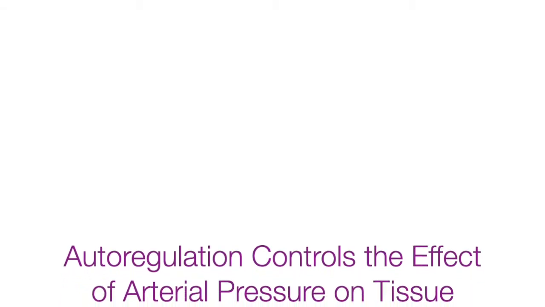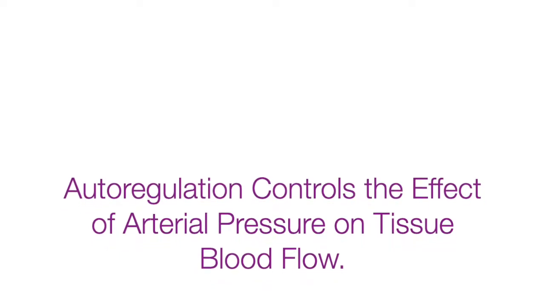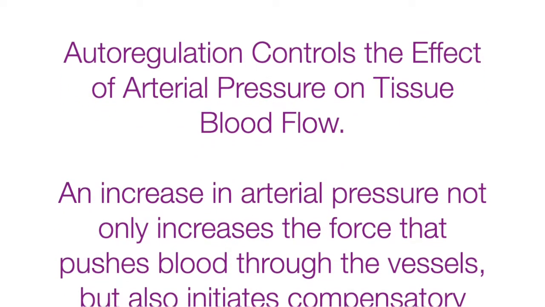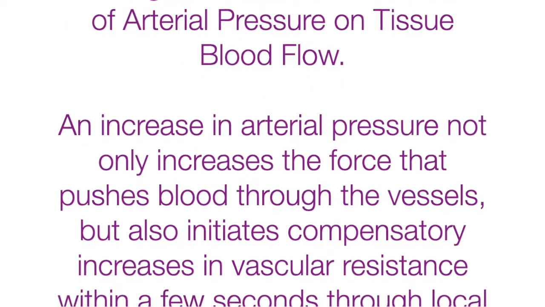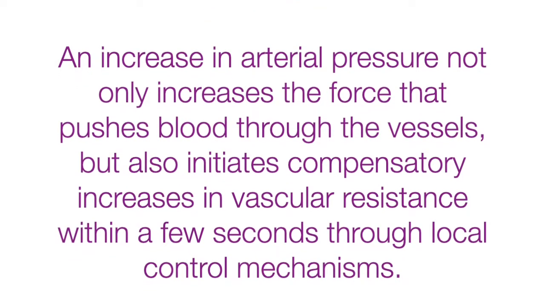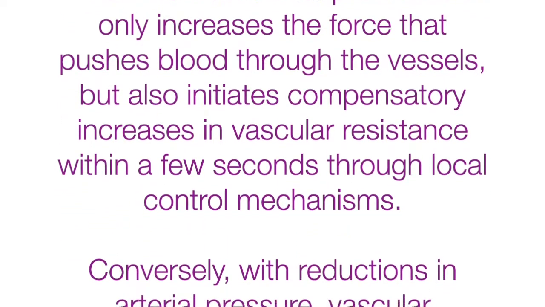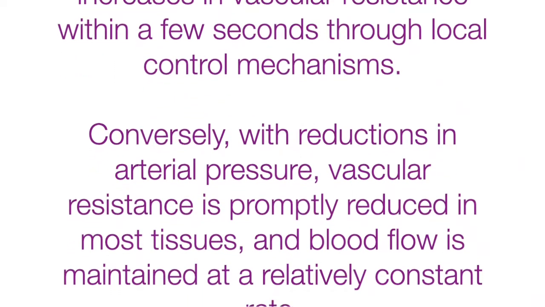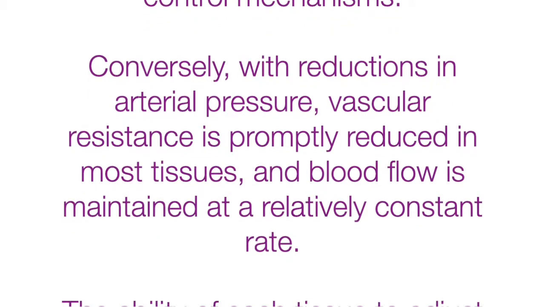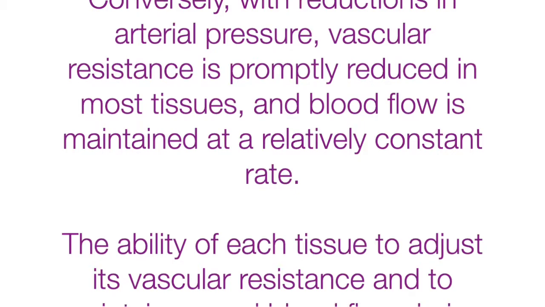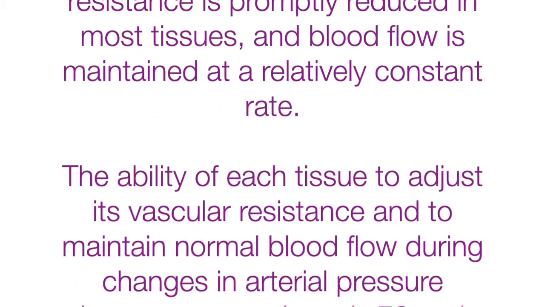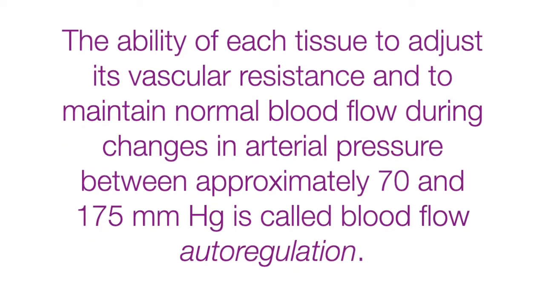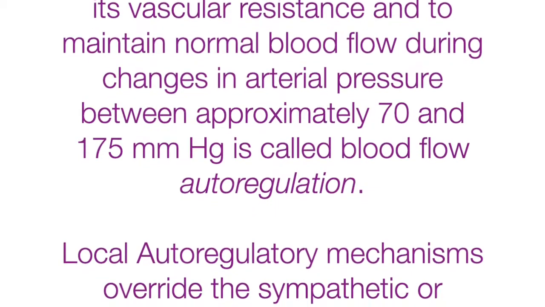Autoregulation controls the effect of arterial pressure on tissue blood flow. An increase in arterial pressure not only increases the force that pushes blood through the vessels, but also initiates compensatory increases in vascular resistance within a few seconds through local control mechanisms. Conversely, with reductions in arterial pressure, vascular resistance is promptly reduced in most tissues and blood flow is maintained at a relatively constant rate. The ability of each tissue to adjust its vascular resistance and to maintain normal blood flow during changes in arterial pressure between approximately 70 and 175 mm is called blood flow autoregulation.